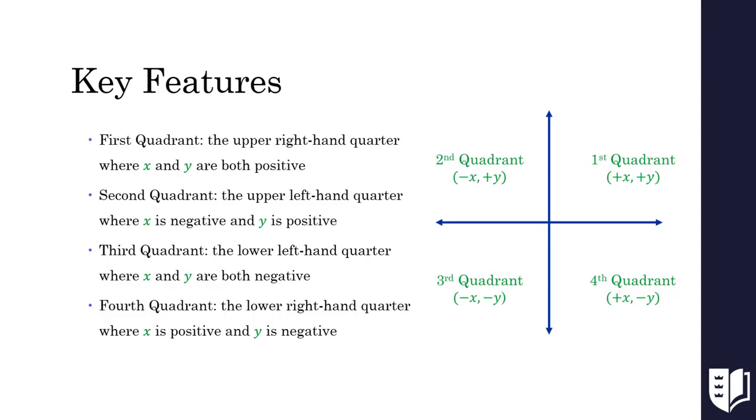The Cartesian plane is broken down into 4 quadrants. The first quadrant is the upper right-hand quarter of the plane, where x and y values are both positive. Moving counterclockwise, the second quadrant is the upper left-hand quarter of the graph, where x values are negative and y values are positive. The third quadrant is the lower left-hand quarter of the graph, where x and y values are both negative. The fourth and final quadrant is the lower right-hand quarter of the plane, where x values are positive and y values are negative.